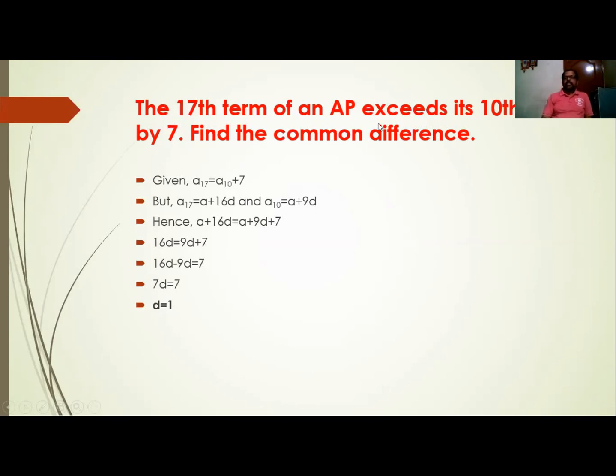The 17th term of the AP exceeds its 10th term by 7. So simple. Just write the equation in terms of A17 and A10. A17 is greater than A10 by 7. We write this equation, and then using the formula for An, we can get the value of D.